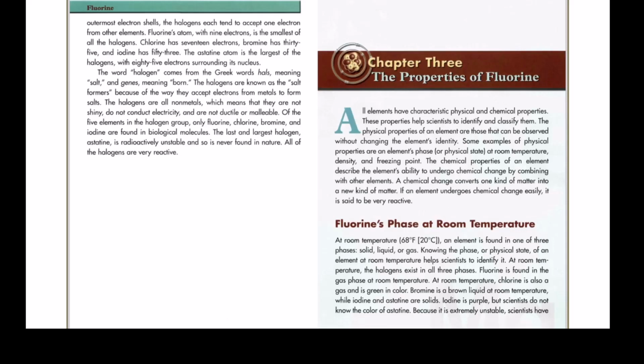Chapter 3. The properties of fluorine. All elements have characteristic physical and chemical properties. These properties help scientists identify and classify them.